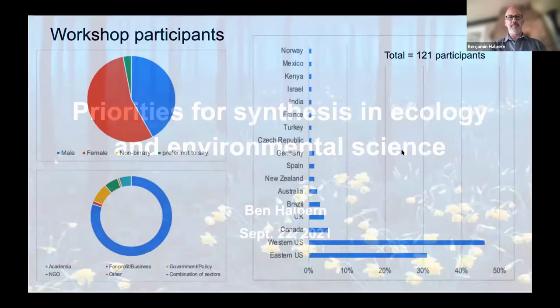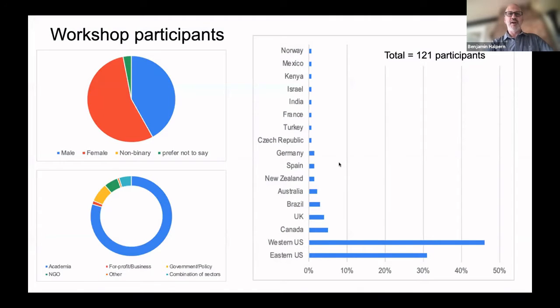So first, a bit about who we are, who we were. It was, as you can see, a little bit more female than male, but about even, mostly from the academic world, but we had people from NGOs, from corporations and businesses, from government agencies, multidisciplinary folks, and then a few others. And then mostly from the US.